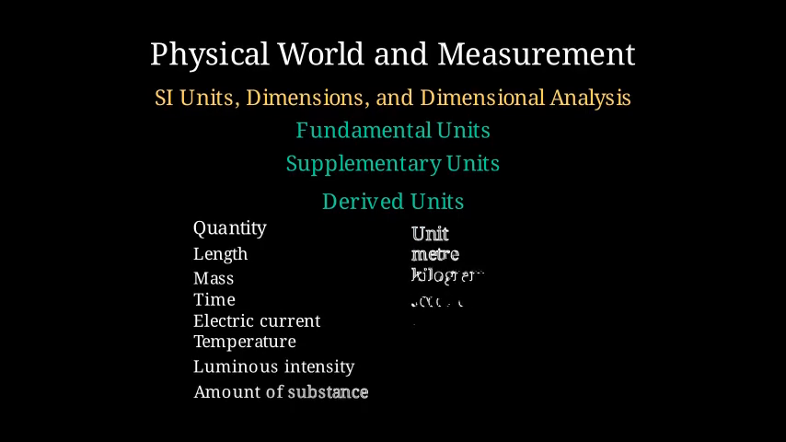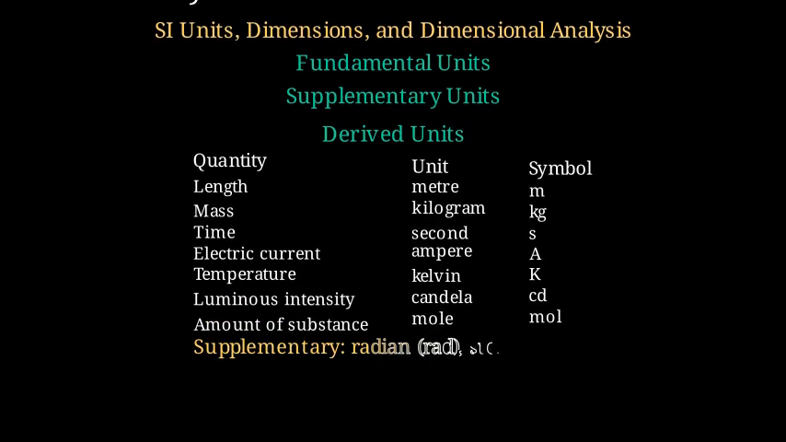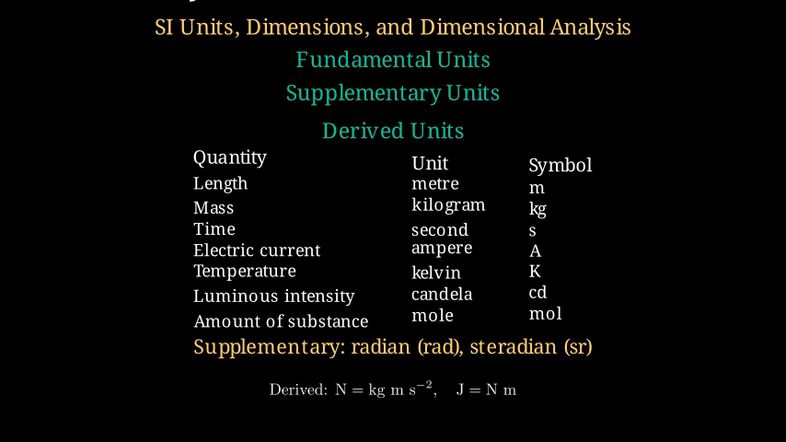There are 7 fundamental SI units. These include length, mass, time, electric current, temperature, luminous intensity, and amount of substance. Supplementary units are radian and steradian, used for angles. Derived units combine fundamental units, like Newton for force and joule for work.